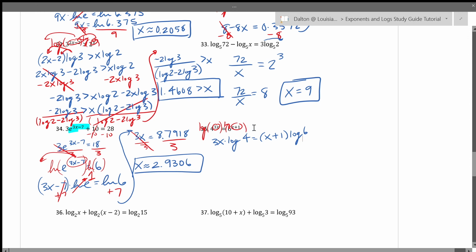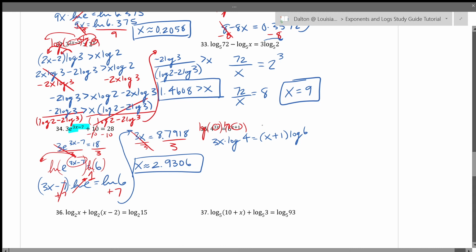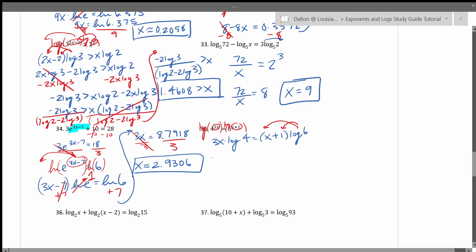And then again, I have x's on both sides. So it would be beneficial if on the right side I distributed this log of 6 to both of these terms. So I have 3x times the log of 4 equals x times the log of 6 plus 1 times the log of 6. It's just log of 6.